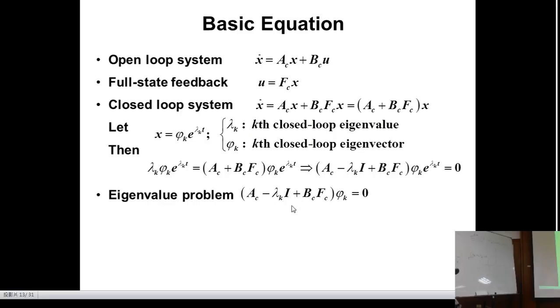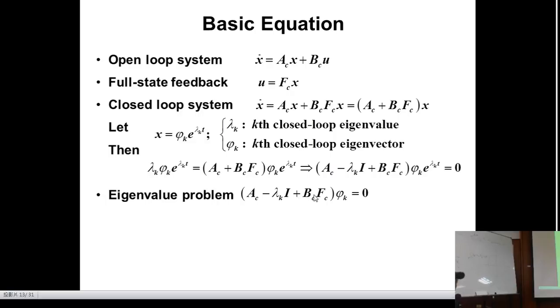But lambda k, normally they are complex. I already show you, right? Lambda. I give you complex eigenvalues. Normally they are complex.